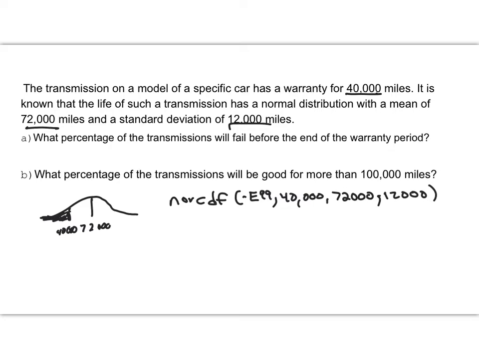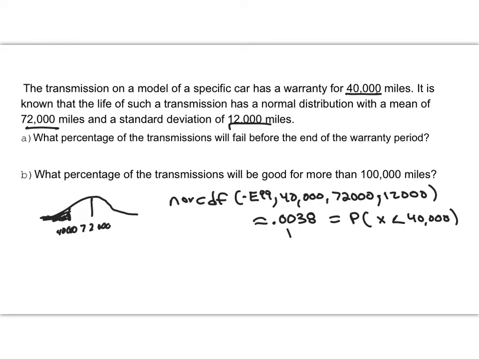When I calculate that, I get about 0.0038. That is the probability that X is less than 40,000. I'd say this company is pretty safe. All right, let's try part 2.